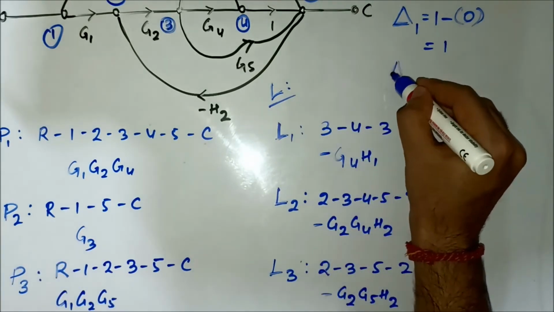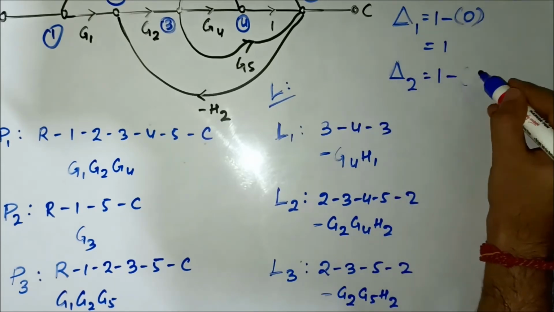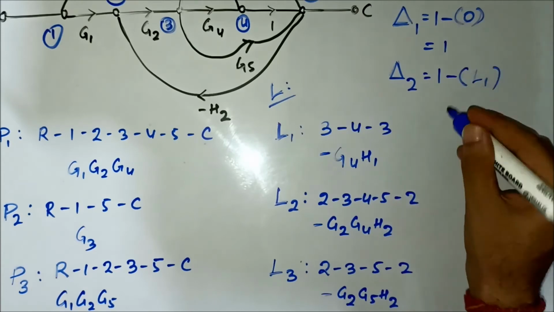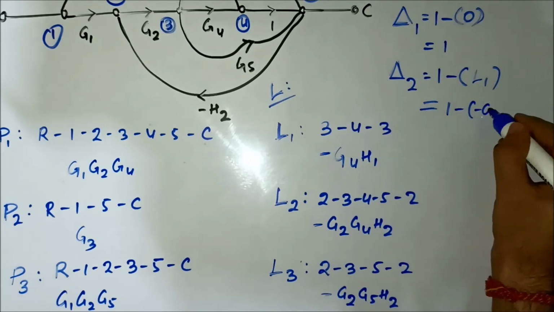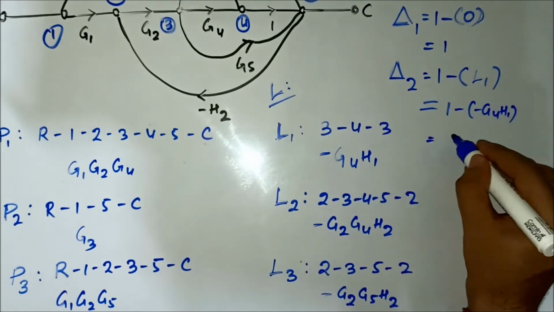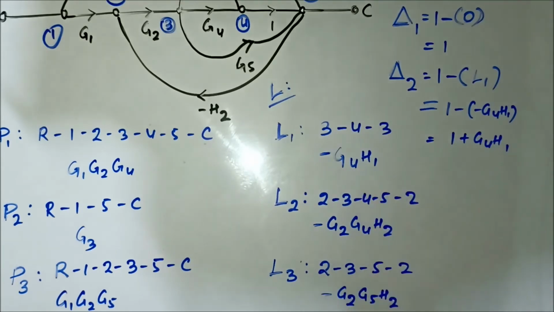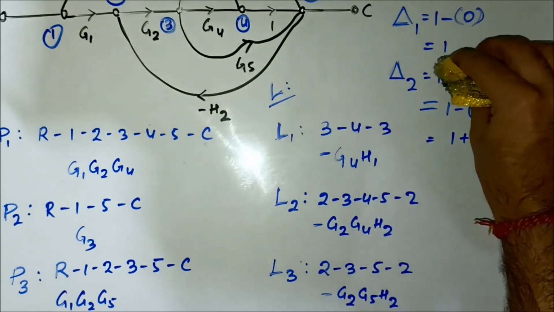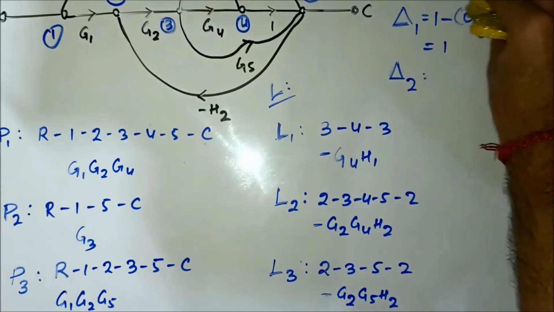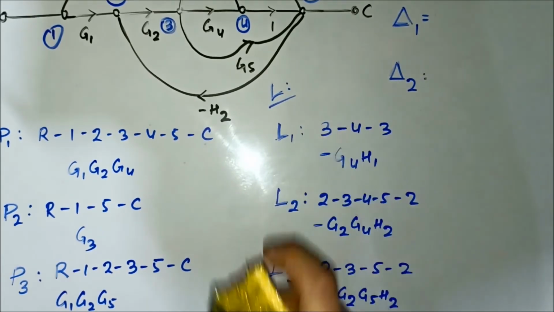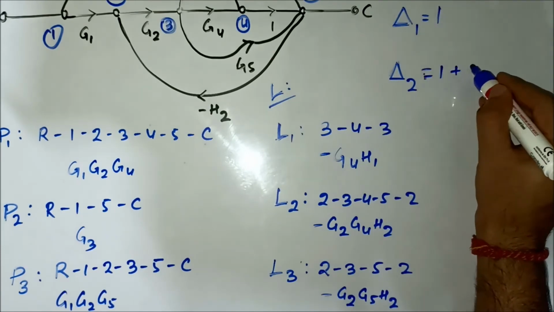So path factor for P2 is 1 minus L1, loop gain 1. So it is 1 minus G4 H1, which is equal to 1 plus G4 H1. This L2 is simply 1 plus G4 H1. This is 1. This is 1 plus G4 H1.